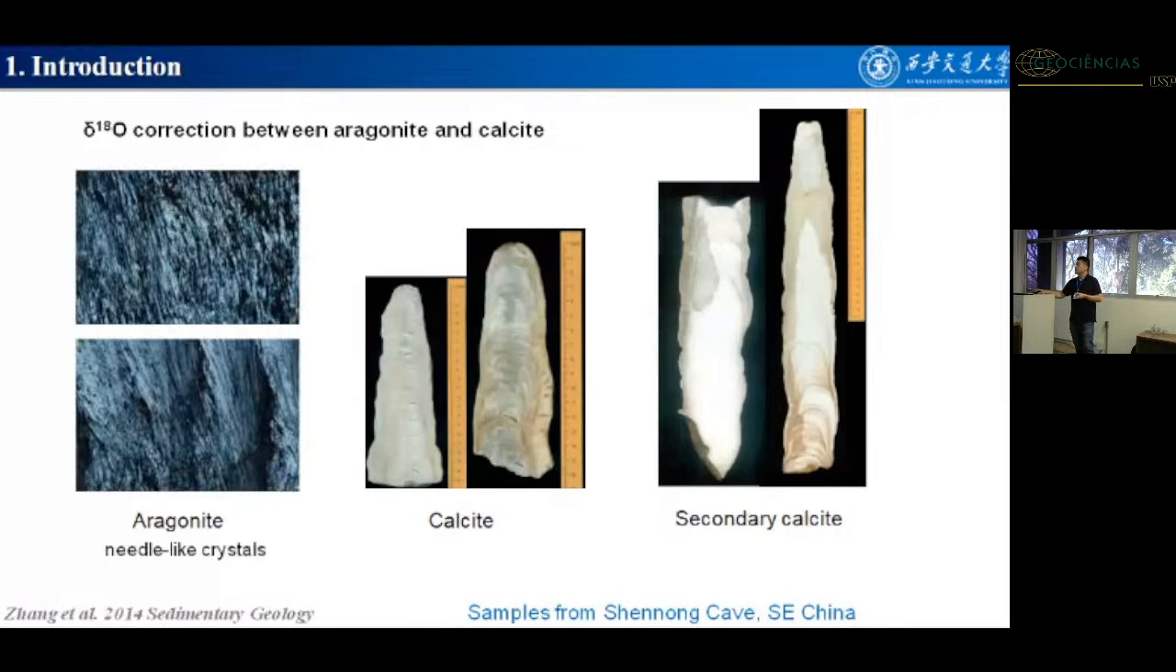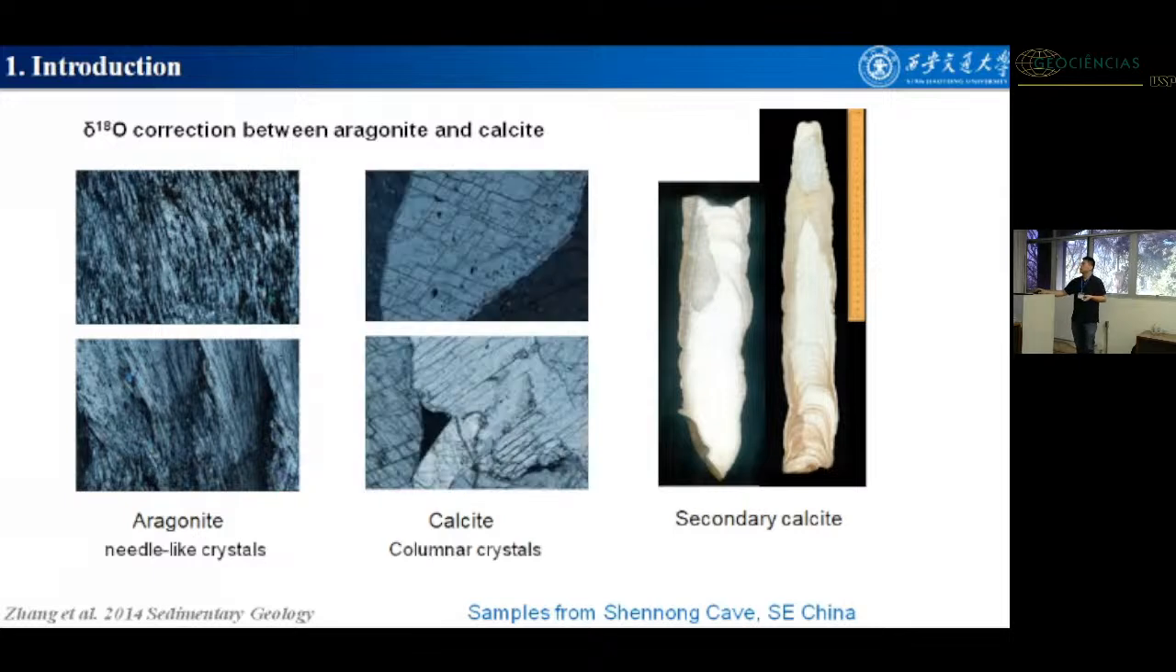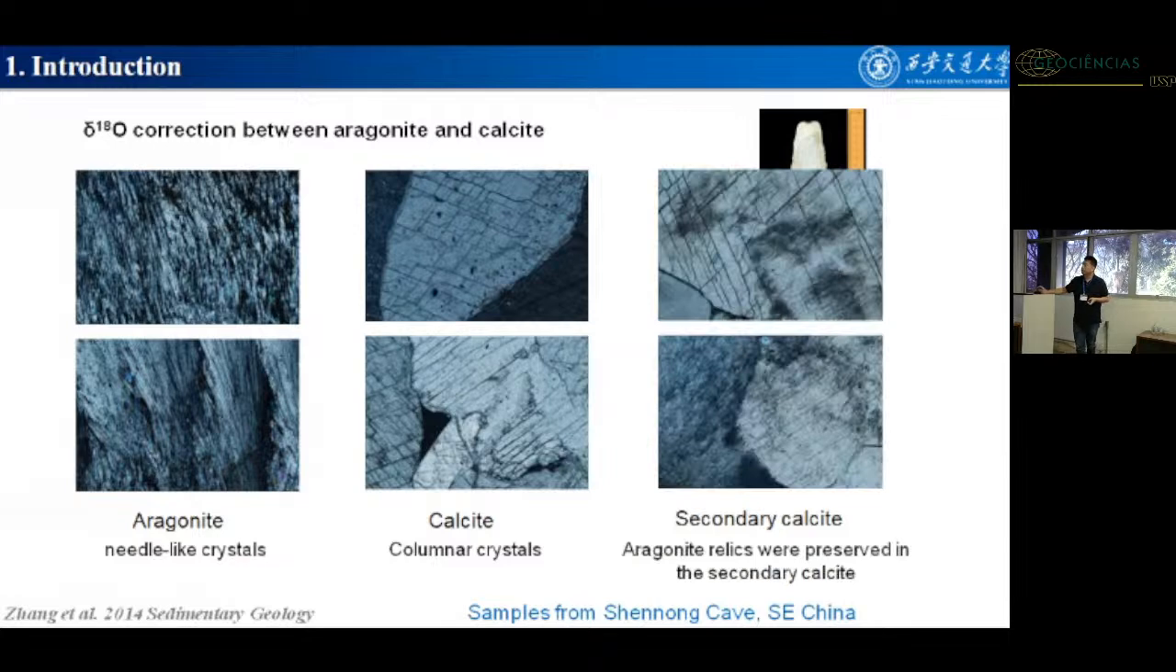So we can see this is a very typical needle-like crystal of aragonite, and this is a columnar crystal of calcite. For the secondary calcite, we can see very clearly that in the calcite crystal, the needle-like aragonite relics are still preserved inside. So this is a very clear sign to identify the secondary calcite.